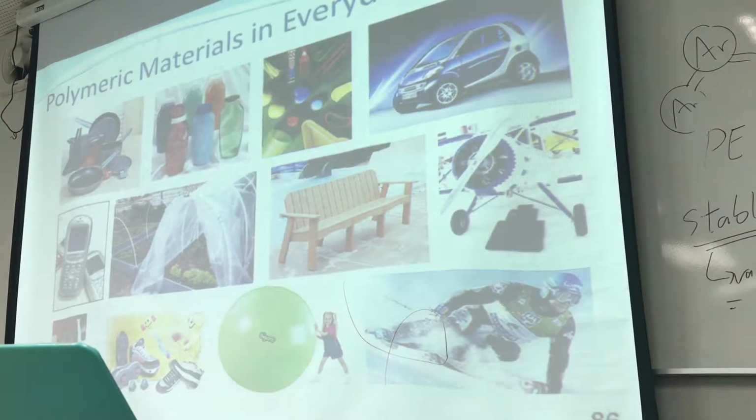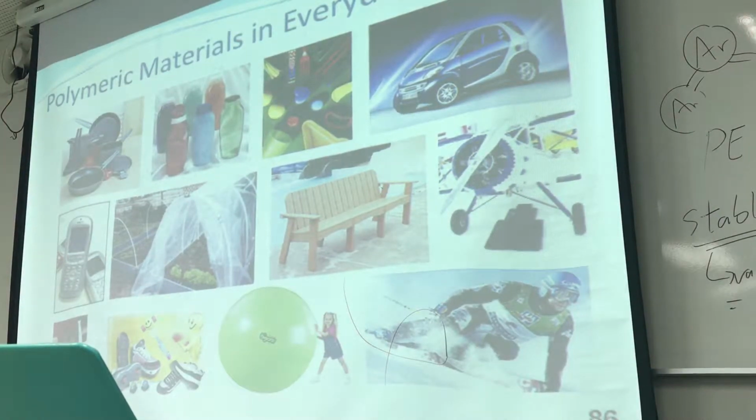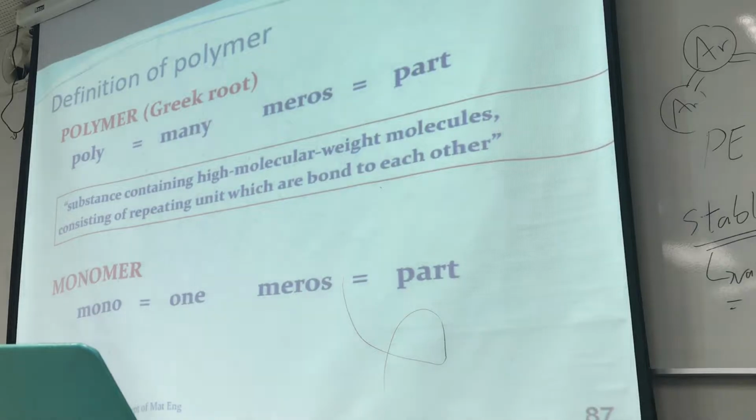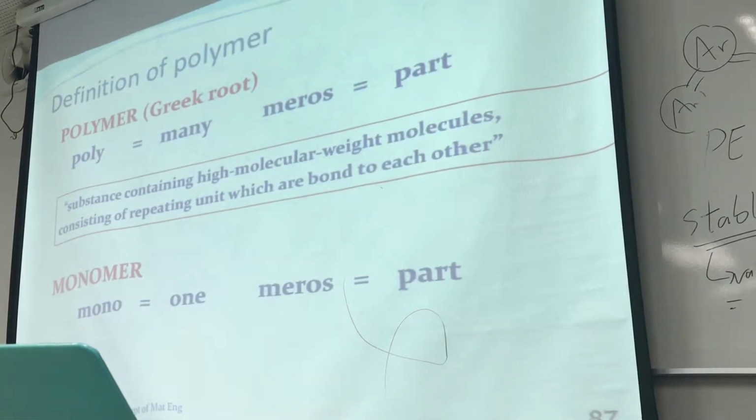Why? Because we finished the structure of metal and ceramics. Okay, so now what we are going to do next is polymer. Polymer is pretty much everywhere. So let's start with the word polymer. What is it from? Polymer.